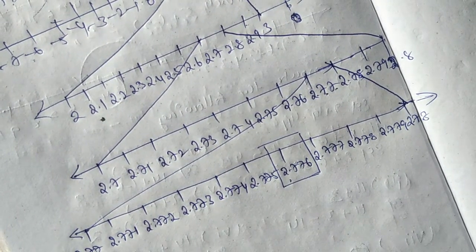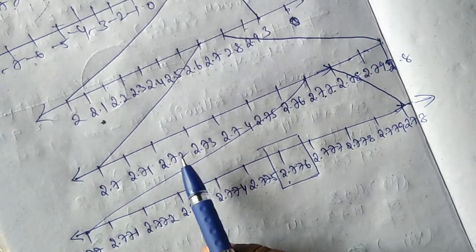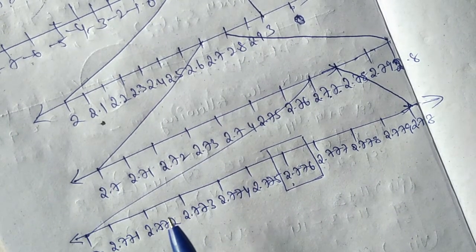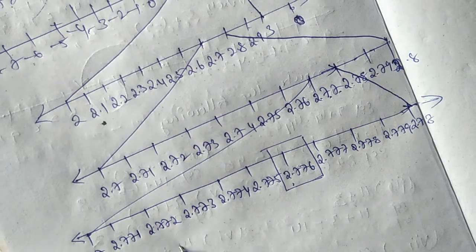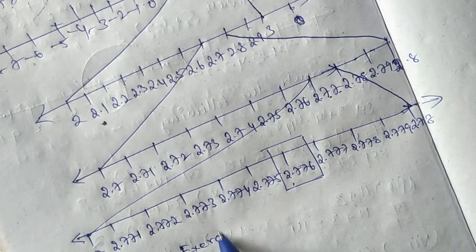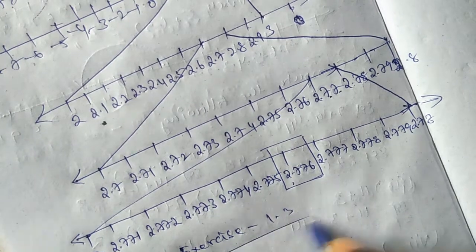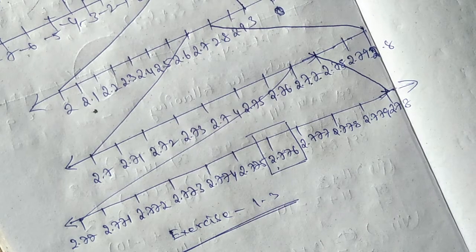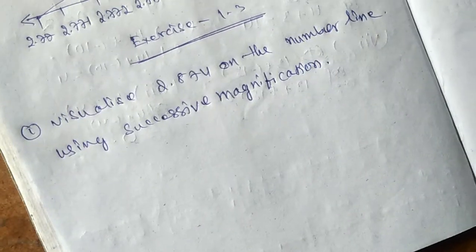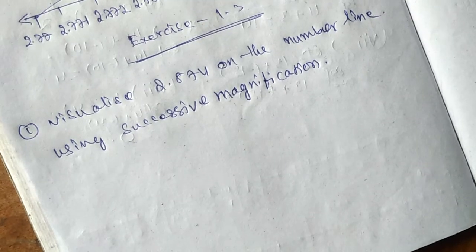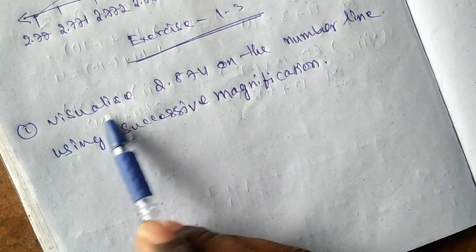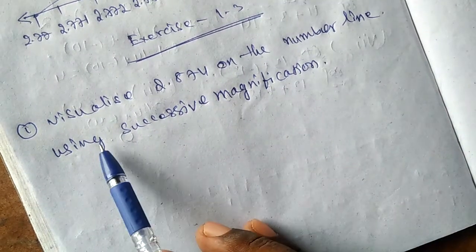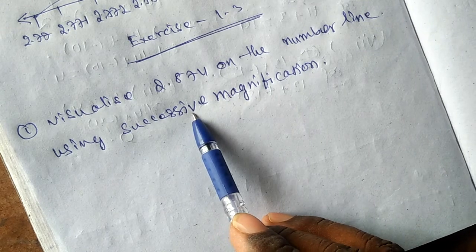This is the example problem only, so there is no need to write it in your classwork. Now I am going to explain exercise 1.3, first problem: visualize 2.874 on the number line using successive magnification.